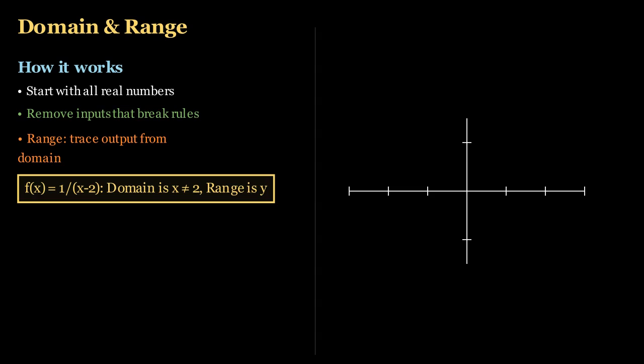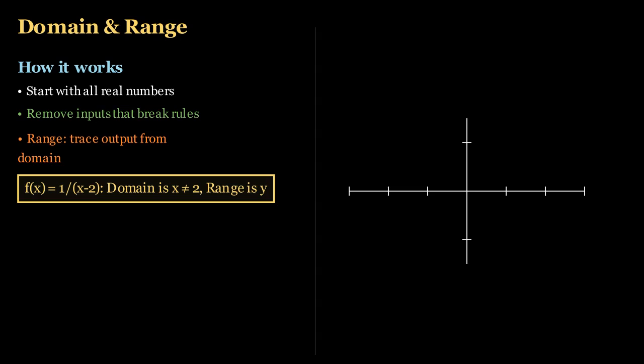Let's solve a concrete problem. Imagine you throw a ball straight up. Its height above the ground in meters after t seconds is given by the function h of t equals 20t minus 5t squared. What are the domain and range for this real-world situation? First, the domain. Time t cannot be negative, we start the clock at the moment of the throw, so t is greater than or equal to 0.